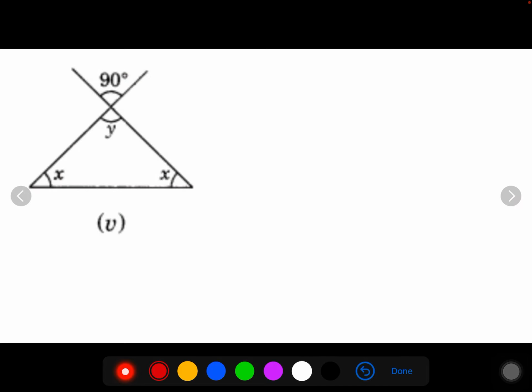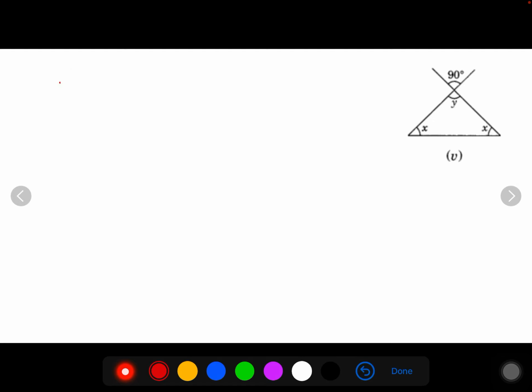Now question number 5. Again you will be applying vertically opposite angles, because when two straight lines intersect, you will be resulting in two equal pairs of vertically opposite angles. Okay. So first we will apply that. Okay. So here y is equal to 90 degree. So what is that you are using? You are using vertically opposite angles.